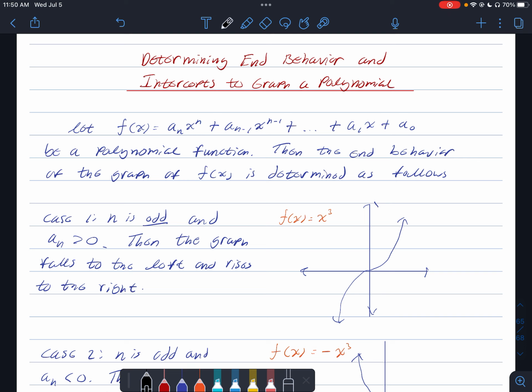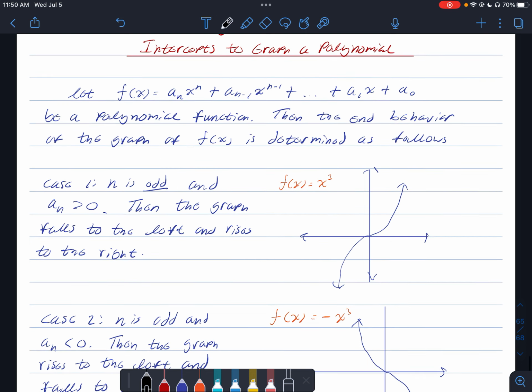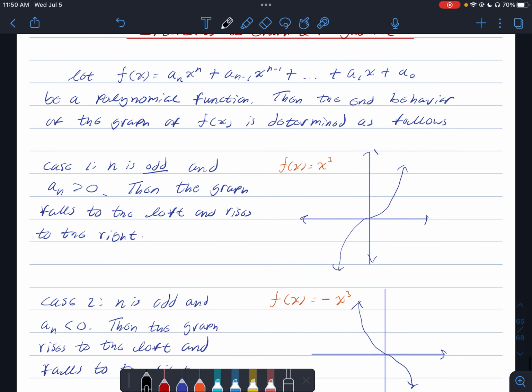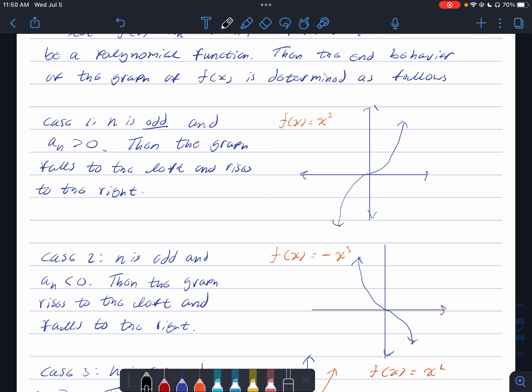Okay, so if we let f of x here be a polynomial of degree n, all this is saying is like you have a polynomial of degree n, where n is 3. The leading term would be some number times x to the third. Or if you have a degree 7, it would be some number times x to the seventh, followed by potentially a bunch of other terms after that. Okay, but the largest term will be of degree n. So we're going to let this be a polynomial function, and the end behavior of the graph of this function, f of x, is going to be determined by these following cases.